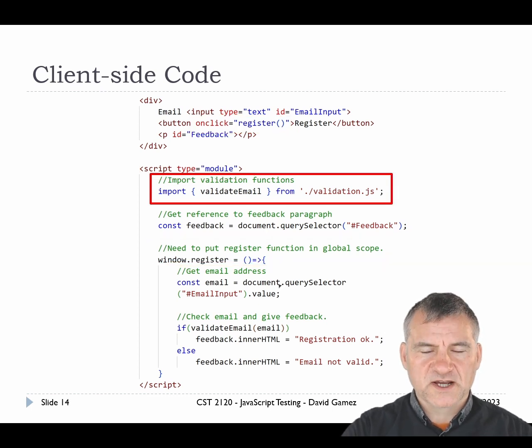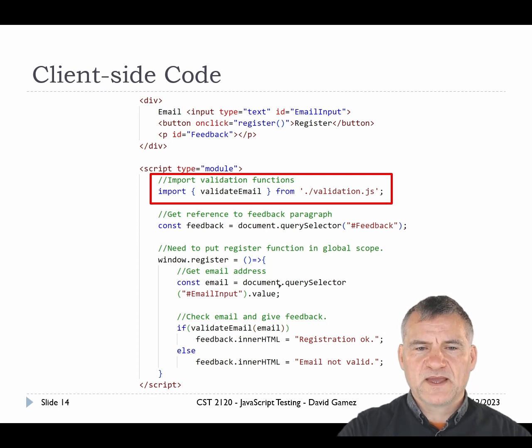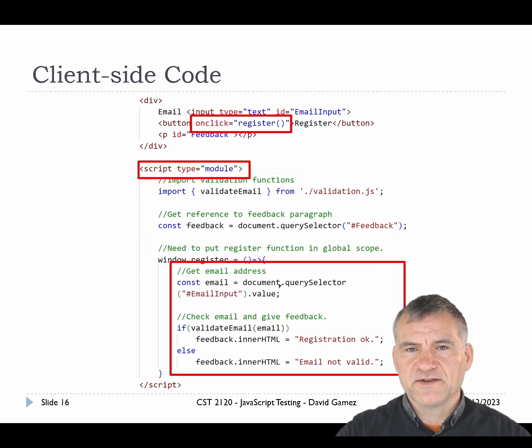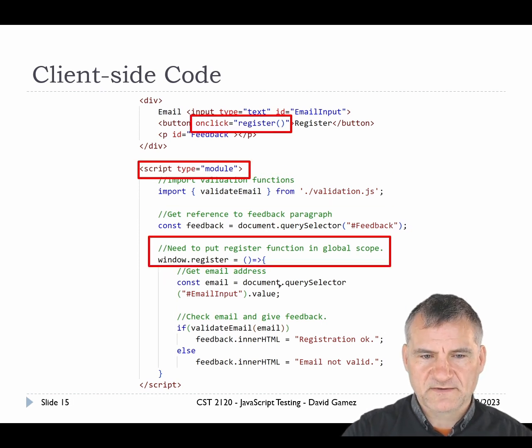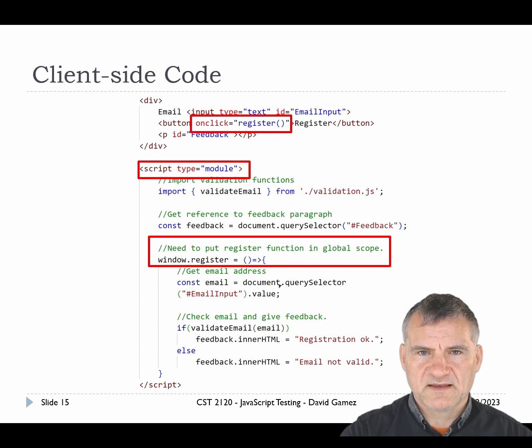The important thing to think about really is that in my actual code that I'm running, my registration code, I'm importing the validation function and using it here. That's the really crucial thing as far as that goes. And obviously I need to set this up this way so that I can handle the problem of the register function being in the scope of the whole document.